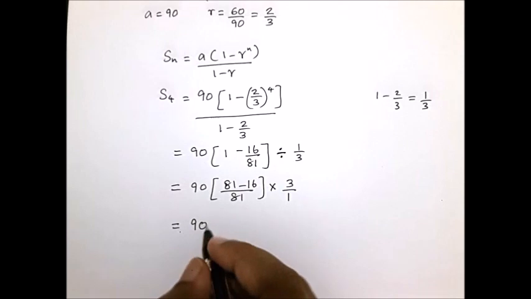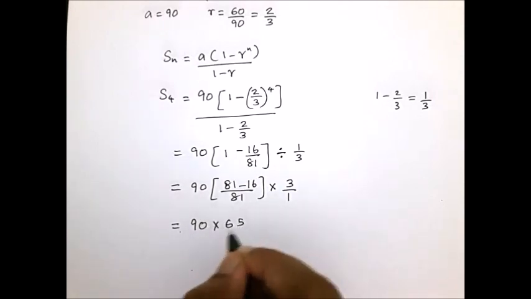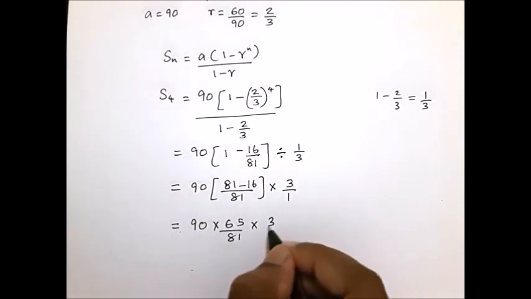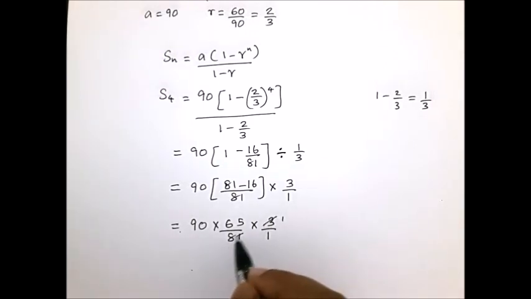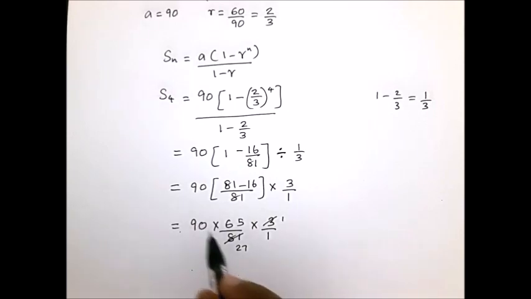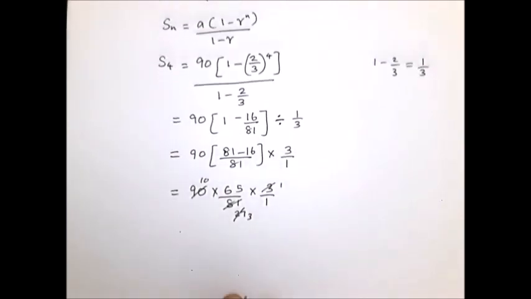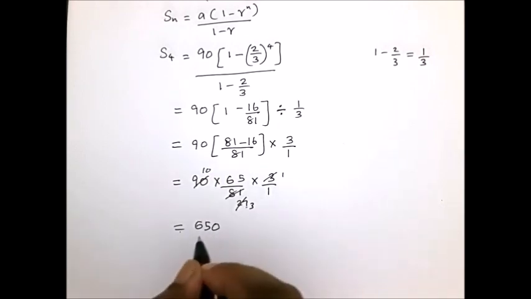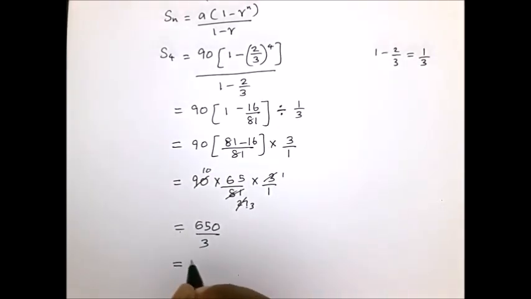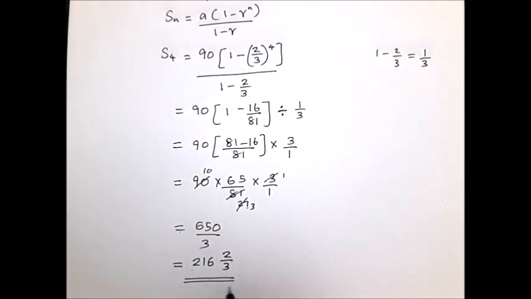81 minus 16. It is 65 over 81. Now you can simplify these terms. 3 and 81: here 1 and here 27. And 90 and 27, you can divide both by 9. 3 and 10. 10 multiplied by 65, 650. Divide by 3. Write this as a mixed number. It is 216 and 2 over 3. This is the answer.